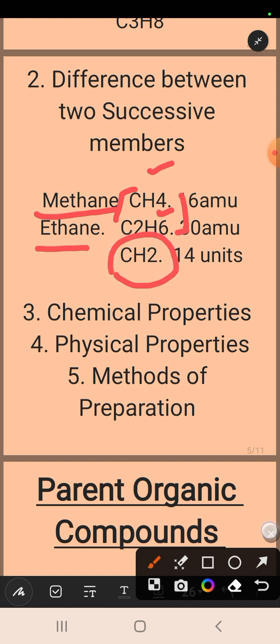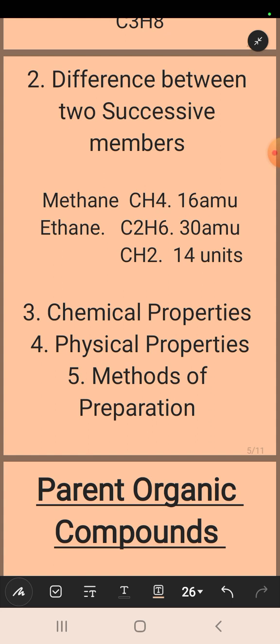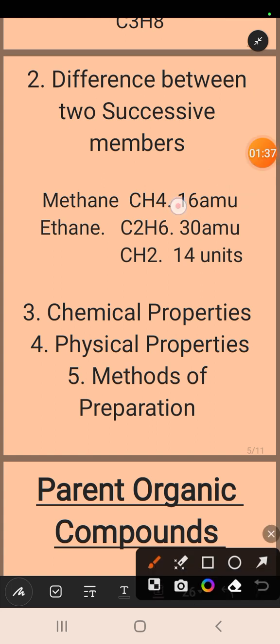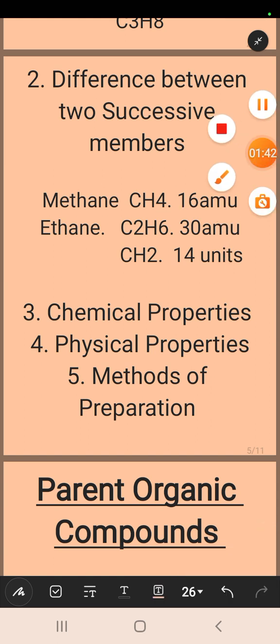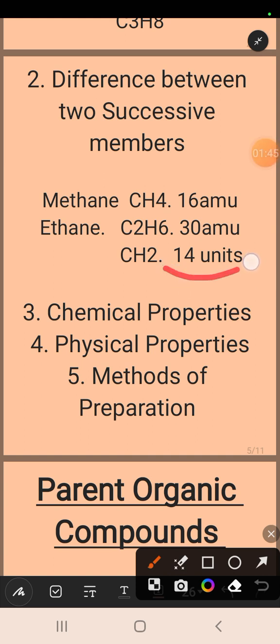And if we talk about the molecular masses, the molecular mass of methane is 16 and that of ethane is 30. Got it? So if we subtract these, we get 14 units. So they will differ from each other in their relative molecular masses by 14 units. In the same way, all the successive members of any homologous series will differ from each other by 1 unit of CH2 and 14 units in their relative molecular masses.